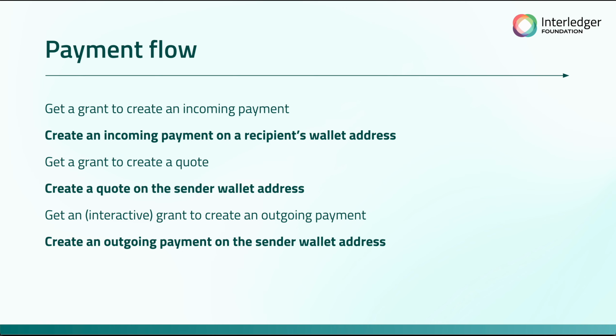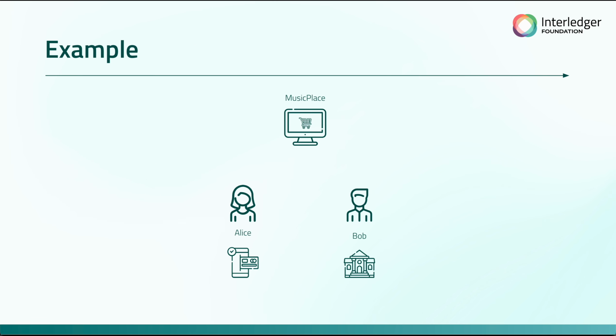But of course, each of those resources needs a grant. First, the third party needs to have a grant to be able to create, read, and list those resources. Some grants are interactive, which means the end user needs to interact with the grant creation process to give access to their account. We don't want third parties to just request funds out of accounts, and we need the user's permission in certain scenarios, in all scenarios for outgoing payments.